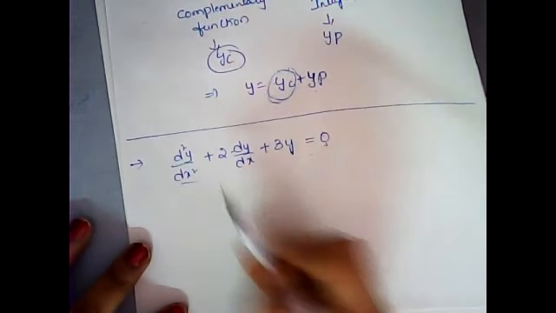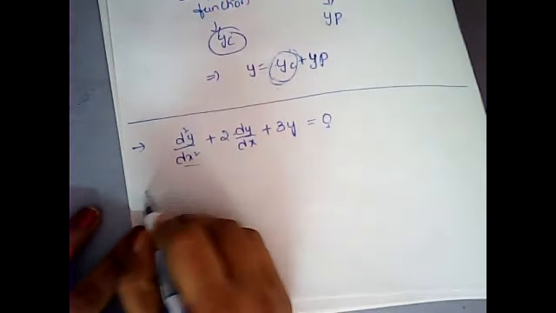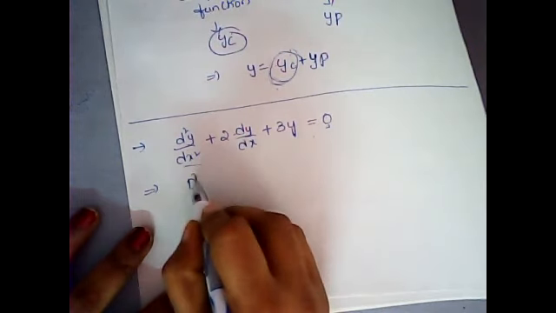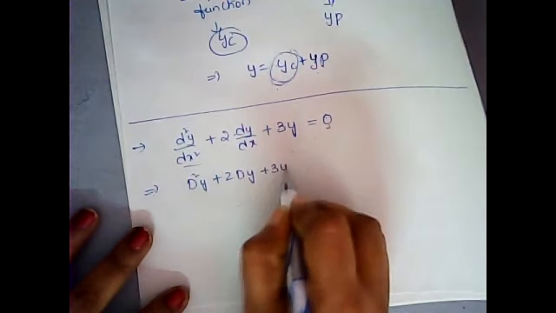So how are we going to find out the yc here? So for yc, first we will be reducing it into the operator form, which will be here D square y plus 2Dy plus 3y is equal to 0.